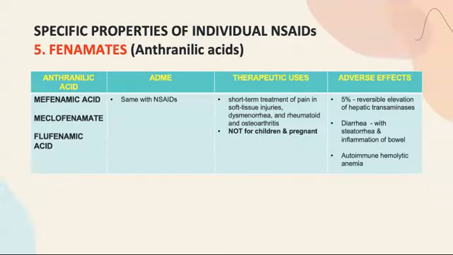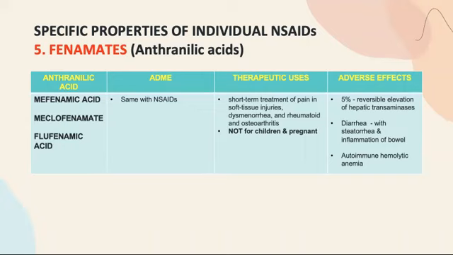The fifth type of NSAIDs is the phenamates or the anthranilic acids. The phenamates include mefenamic acid, meclofenamate, and flufenamic acid. The pharmacological properties of the phenamates are those of the typical NSAIDs, and therapeutically they have no advantages over others in the class. Mefenamic acid and meclofenamate sodium are used in the short-term treatment of pain in soft tissue injuries, dysmenorrhea, and rheumatoid and osteoarthritis. These drugs are not recommended for use in children or pregnant women.